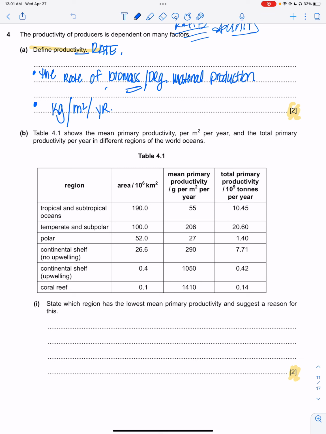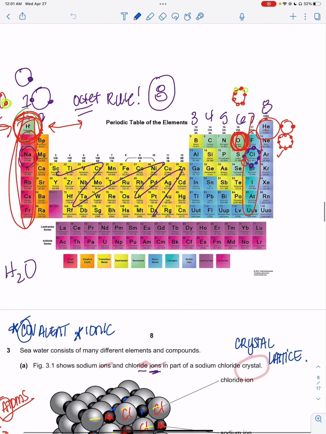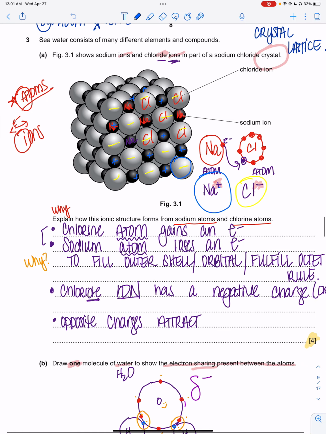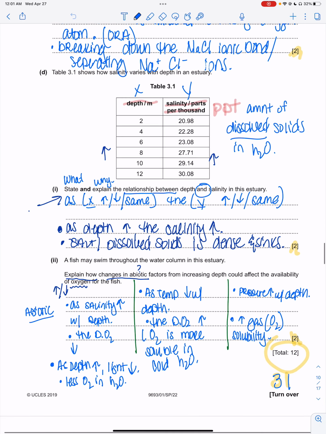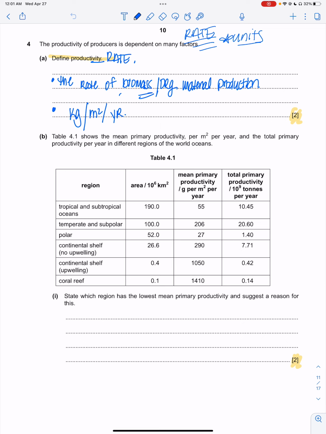Here we go. All right, so just did the one that I'm sure is everybody's favorite. Yay, the chemistry, it's the worst. Just kidding. It's the best. No, it's the worst. Okay. But talking about productivity, so it's the rate.